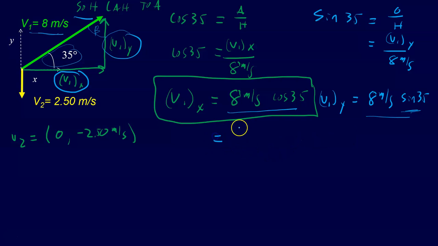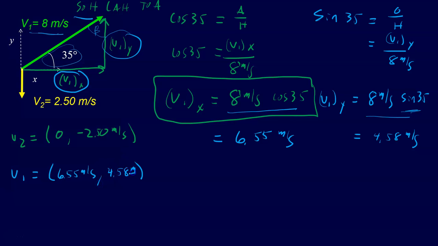Now, when I plugged these into my calculator, for this one I got 6.55 meters per second, and for this one I got 4.58 meters per second. Again, that's taking 8 times the sine function and 8 times the cosine. So now if I want to add up my V1 vector, this would be 6.55 meters per second and then 4.58 meters per second. And these are both positive.